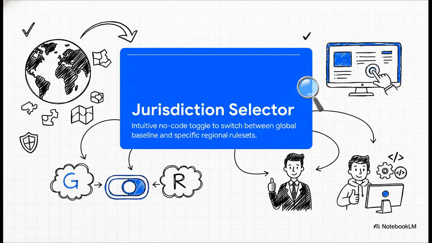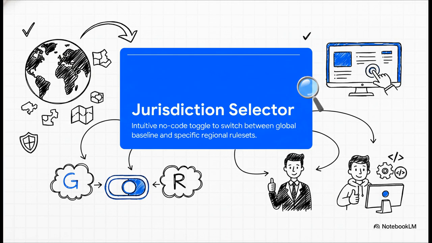And to manage all of this, the Trust Center now includes a Jurisdiction Selector. Think of it as an intuitive, no-code admin toggle that easily switches between your global baseline verification and those hyper-specific regional rule sets. Remember the old days of having to write custom code for every single new region? Yeah, those days are over. This requires literally zero code changes. Your compliance officers can instantly adapt to shifting geopolitical legal landscapes with just a click. And the best part?